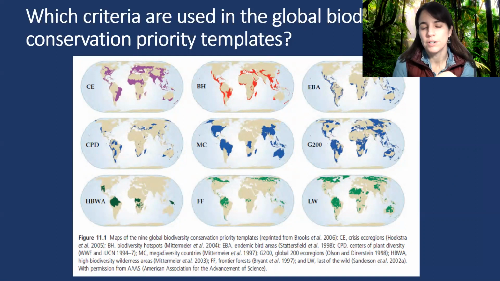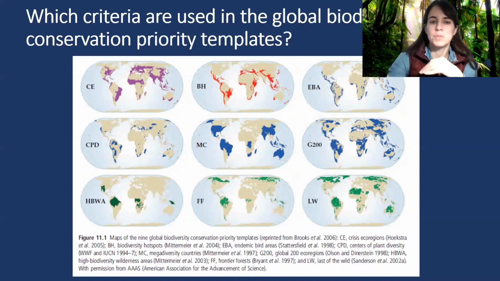FF, frontier forests. So forests that are kind of still the final frontier. People haven't really penetrated into the entire forest. And you can see those are mostly boreal forests, although some parts of the Brazilian Amazon. And then LW, last of the wild. So something similar to that, but not just forests. So this is ecosystems where they're really very wild still. There's not many roads, there's not many human settlements. So they should be protected for that reason.